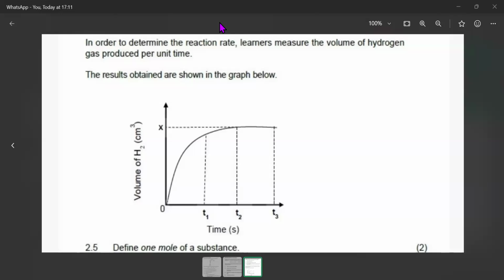In order to determine the reaction rate, learners measure the volume of hydrogen gas produced per unit time. The results obtained are shown on the graph below.